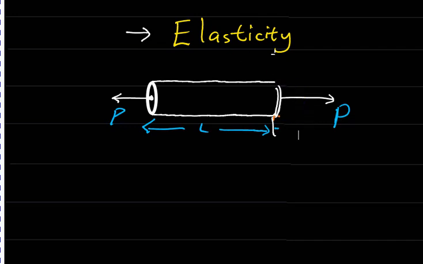So a slight extension, delta L. Now once this pulling force is removed, what happens? The material returns to its original size or shape. Such a phenomenon is what is referred to as elasticity. So please take note of that.